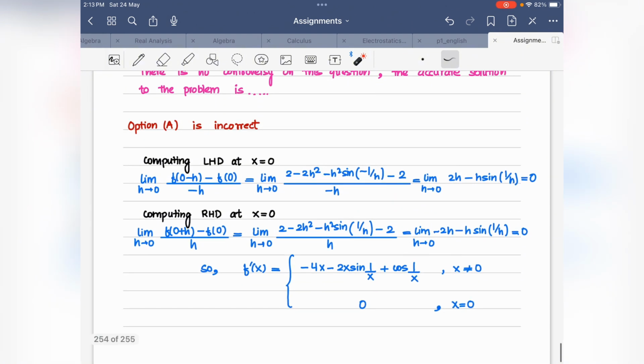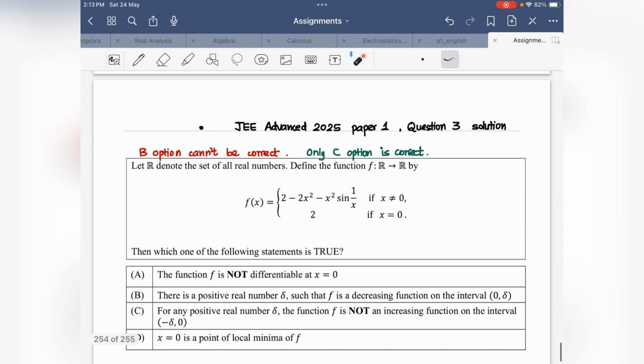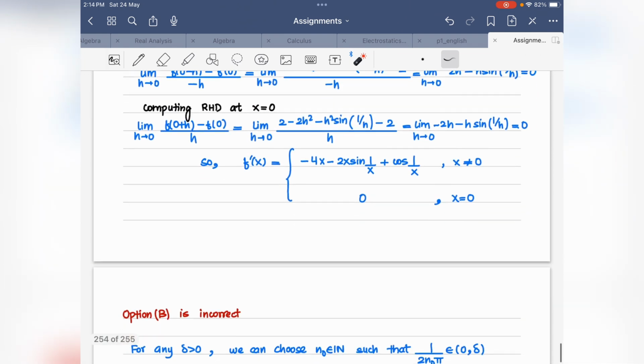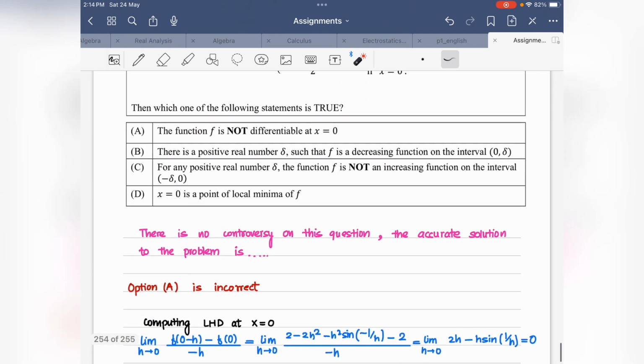So my f dash x is minus 4x minus 2x sine of 1 by x plus cos of 1 by x for x not equal to 0, and at x equal to 0 the derivative is 0. This derivative follows from differentiating this function, because differentiation splits over addition and subtraction, and here we use the product rule. Now according to me the next option is also incorrect.